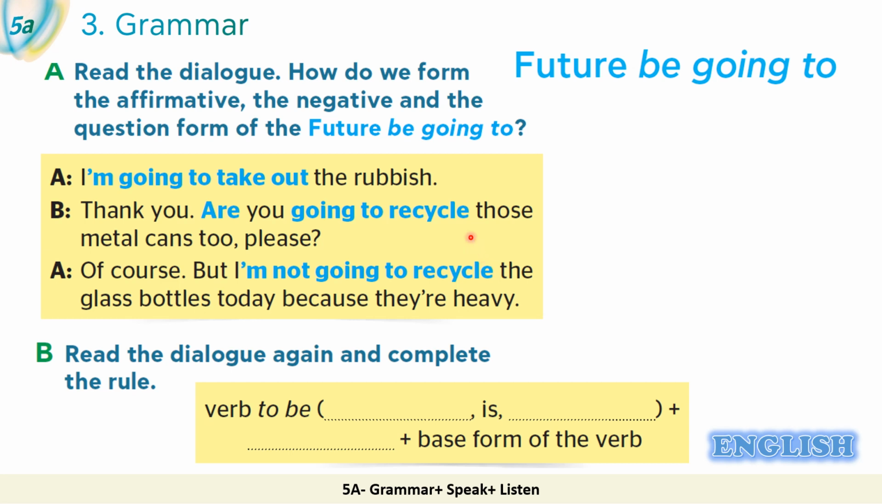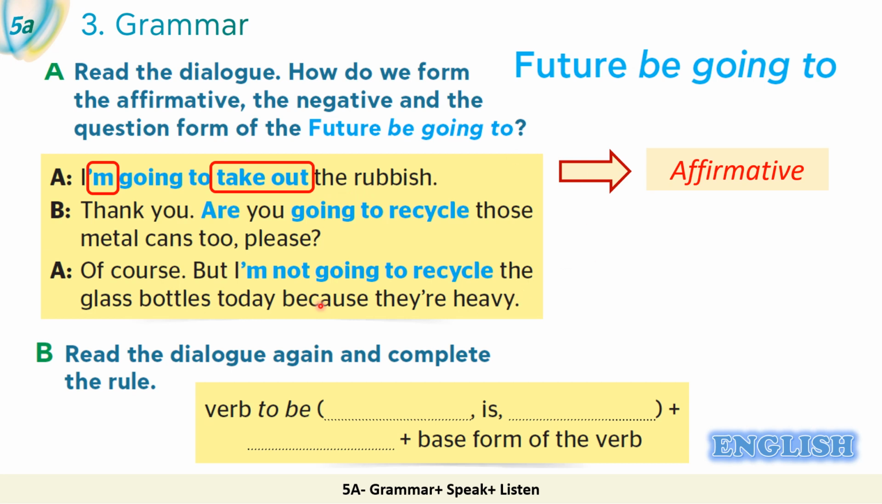Now let's check the form of each sentence. The first one. I'm going to take out the rubbish. What is the form in this sentence? That's correct. It's an affirmative sentence. Now, in the affirmative sentence, we use be going to, and in this case, we used the auxiliary verb am because the subject is I, followed by going to, then by the base form of the verb.